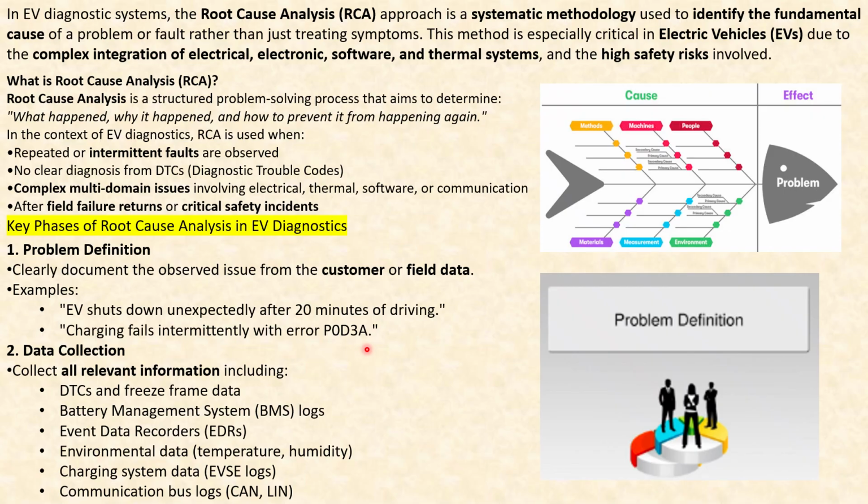This is the DTC. Now, when it comes to data collection, collect all the relevant data, including DTCs and freeze frame data. This freeze frame data is extremely important when it comes to root cause analysis, because you have to understand the exact parameters when the exact failure happened. Also collect the battery management system logs, event data recorders, environmental data, temperature and humidity, charging system data, EVSE logs, and communication bus logs like CAN and LIN.